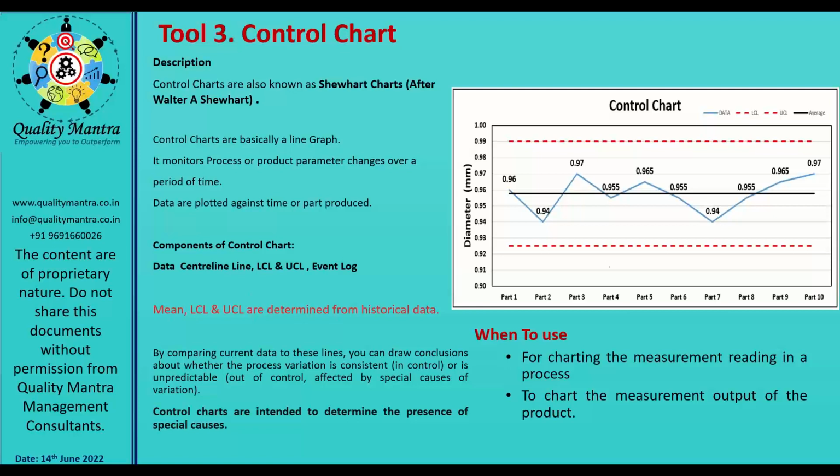Now control chart, what are the various components of the control chart? A control chart will have an average line, an LCL and UCL, the data, and it will have the event log also. We will go in detail in the next slides. Control chart will let you know whether there is a special cause of variation present in the process or not.